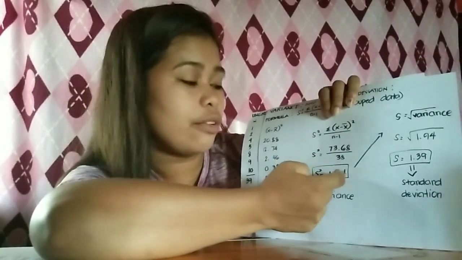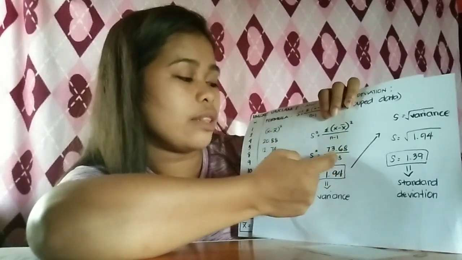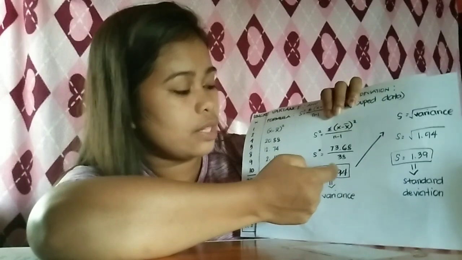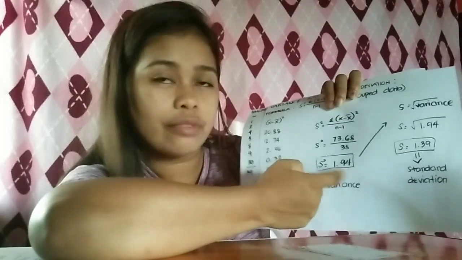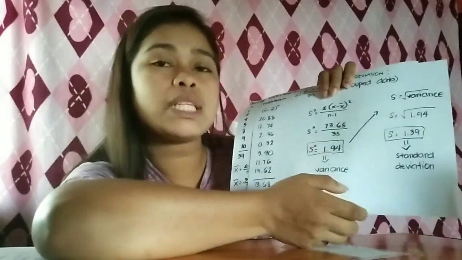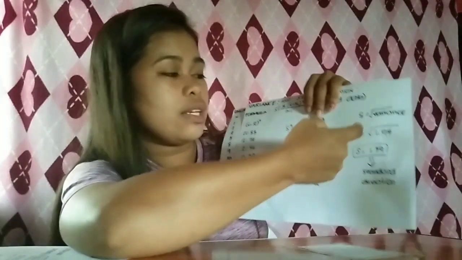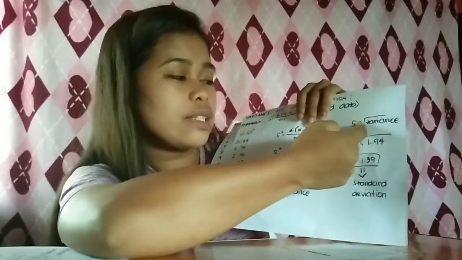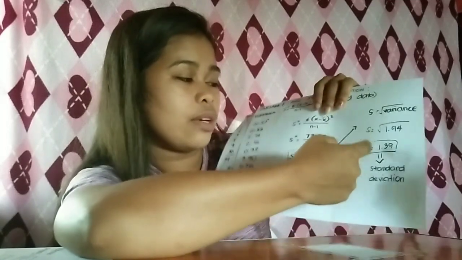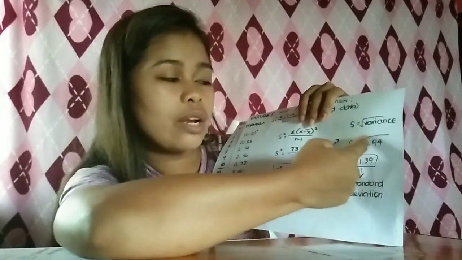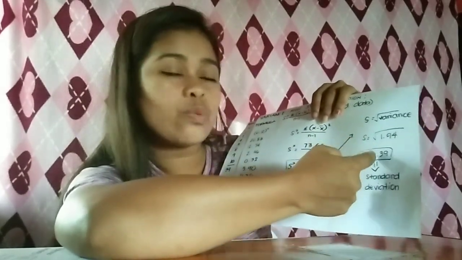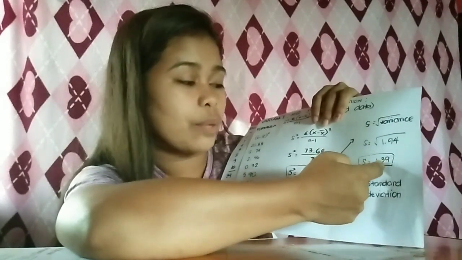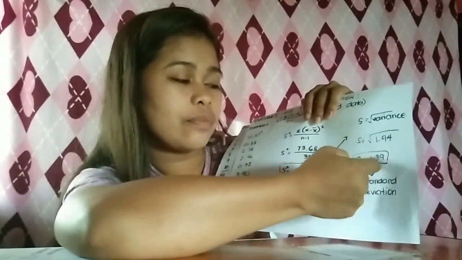Where did I get 1.94? 73.68 over 38. It is the total of 1.94. It is called the variance. Amo ni aton nga variance. Next step, makuha ta sa aton nga standard deviation. The formula of standard deviation is S is equals to square root of variance. S is equals to square root of 1.94. The square root of 1.94 is 1.39. S is equals to 1.39. It is our standard deviation, 1.39.